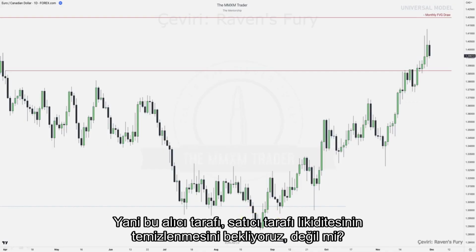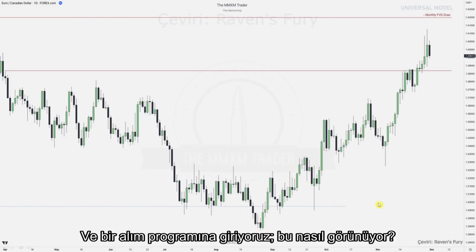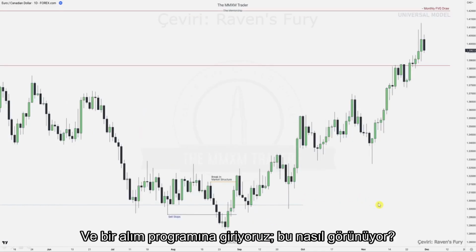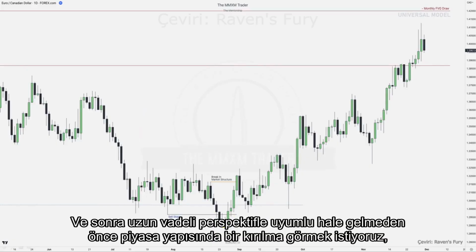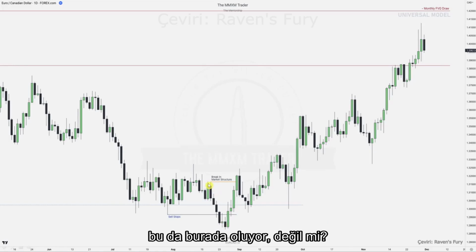So we're waiting for this sell side liquidity to get liquidated, right? And going into a buy program. And what does that look like, right? We need to wait for those sell stops to get purged, which happens down here. And then before we get in line with our long-term perspective, we want to see a break in market structure, which happens over here, right?